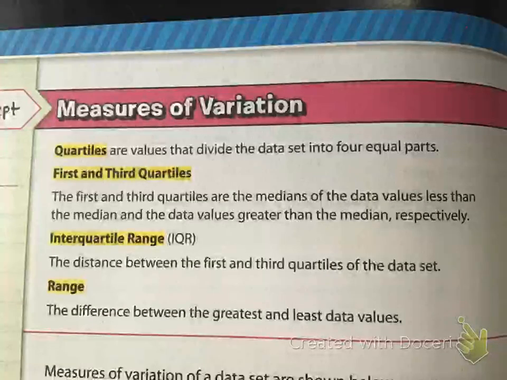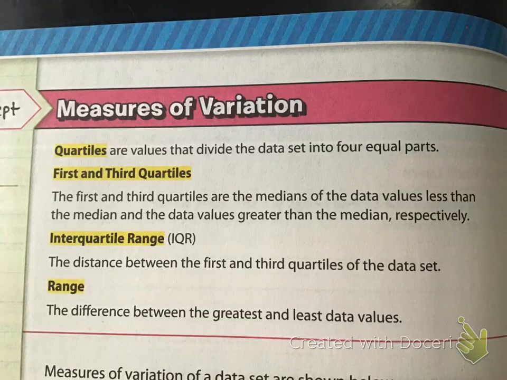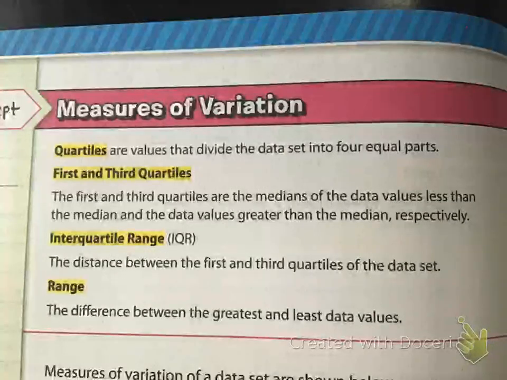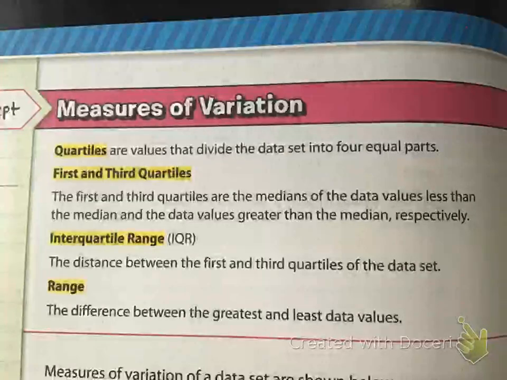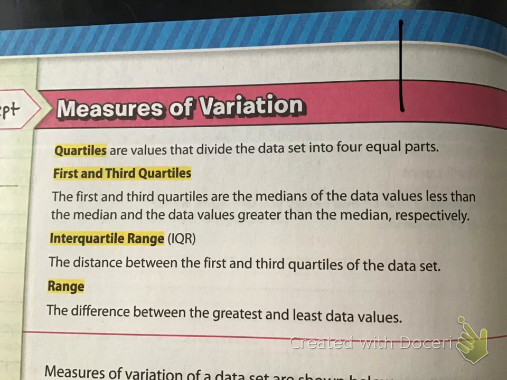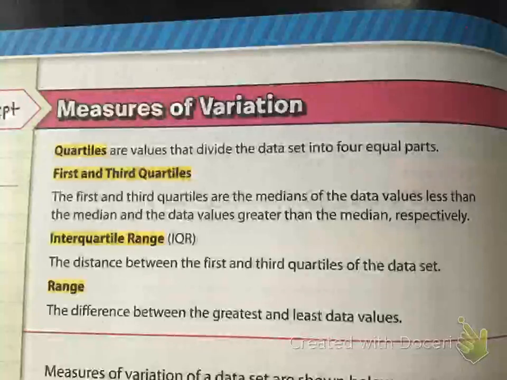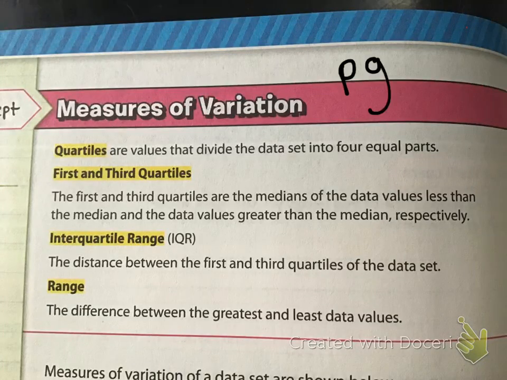So, here are more of the measures of variation that we have. Quartiles are values that divide the data set into 4 equal parts, just like on our graph, where when we split it up, it's split up into 4 equal sections. If you would like to follow along, we are on page 830.